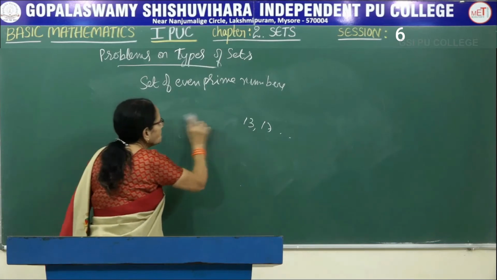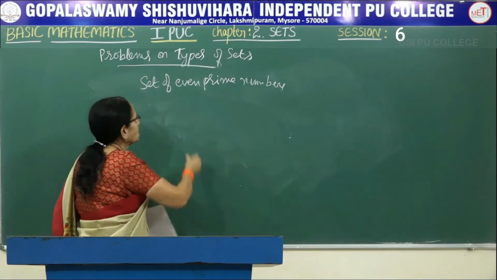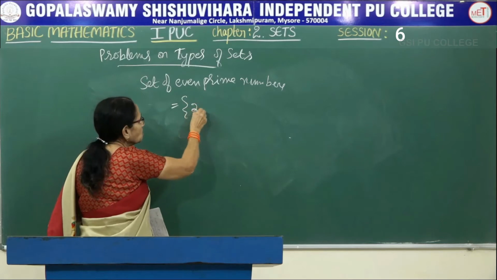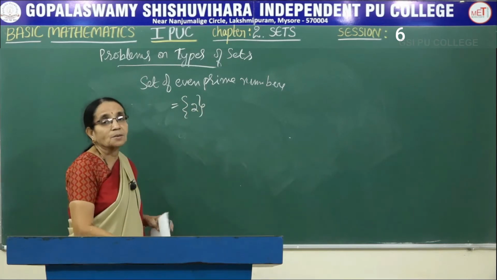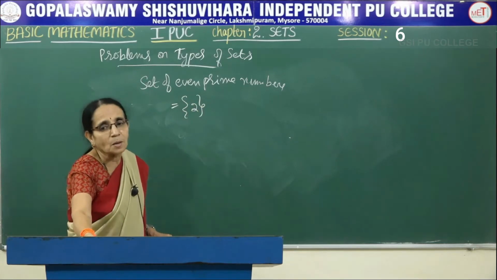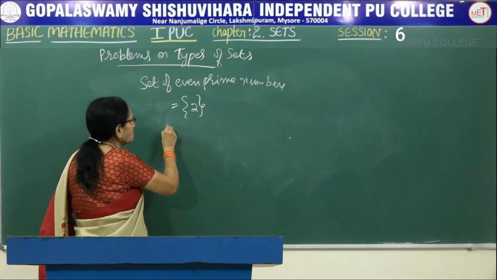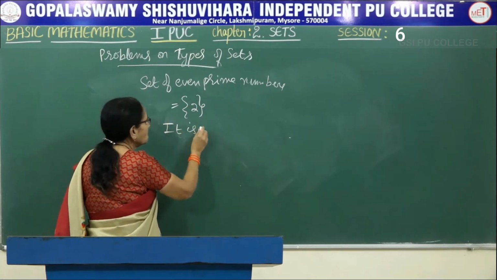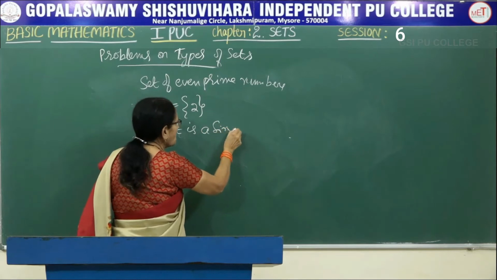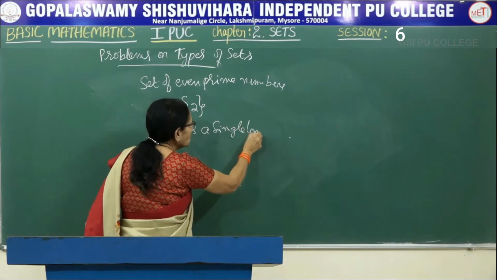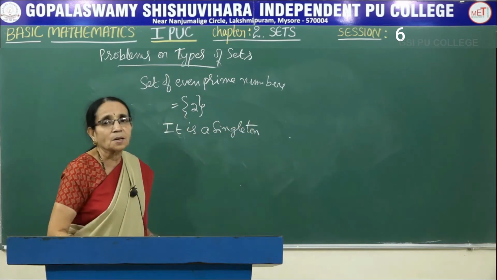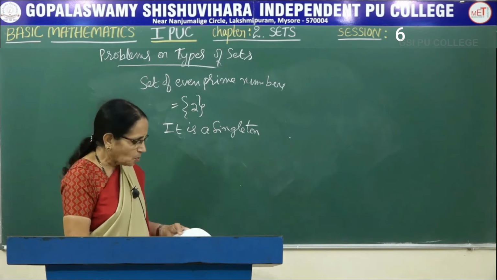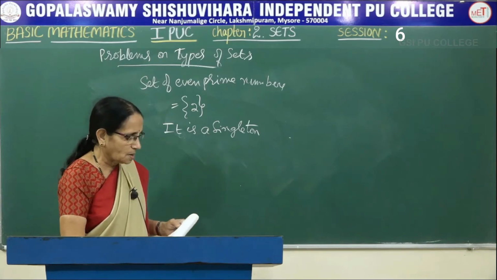Therefore, you write set of even prime numbers. That means this is equal to {2}. So what type of set is it? It is containing only one element. Therefore, how do you write this one? It is a singleton. Because it is containing only one element, it is a singleton.